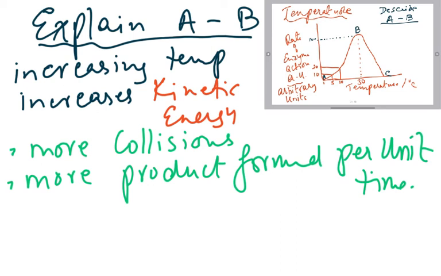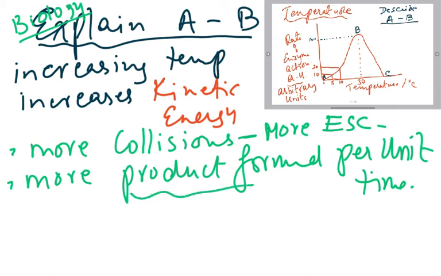So when you look at the describe, it was just telling me increasing temperature increases the rate, and you just gave me some figures of the graph. But in explanation now, you have to give me actual biology if you know biology. If you don't know biology, well, you can't do this part. So increasing temperature increases kinetic energy. So more collisions. More collisions means more enzyme substrate complex is formed. So more product formed per unit time. So the rate increases. This is what you would write in explain A to B.